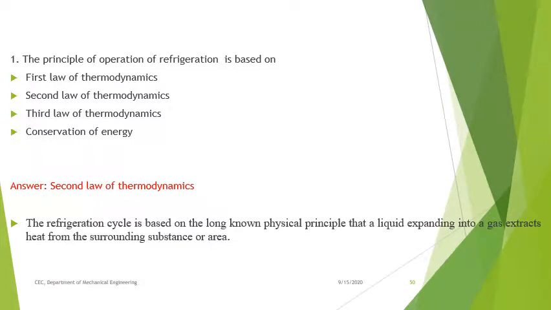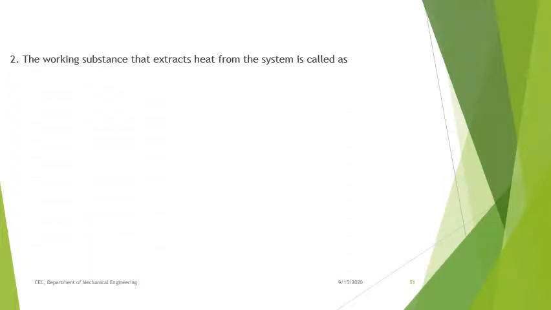Because the refrigeration cycle is based on the long known physical principle that a liquid expanding into a gas extracts heat from the surrounding substance or area. Second question on refrigeration topic. The working substance that extracts heat from the system is called refrigerant, coolant, oil, or air. Answer is refrigerant.